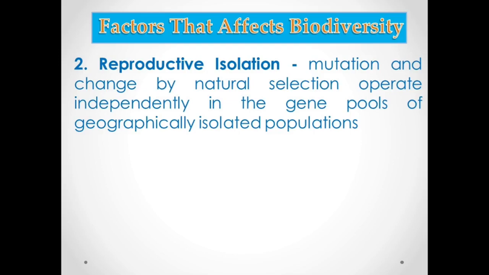When I say reproductive isolation, mutation and change by natural selection operate independently in the gene pools of geographically isolated populations. If this process continues for a long enough time, members of the geographically and reproductively isolated populations of sexually reproducing species can become so different in genetic makeup that they cannot produce live fertile offspring if they are rejoined and attempt to interbreed. As a result, one species has become two and speciation has occurred.